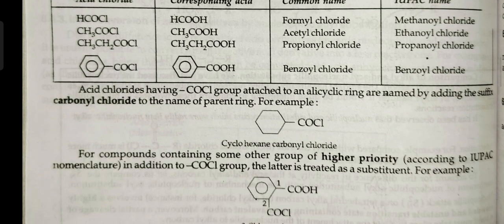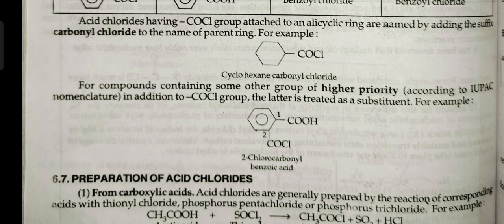Acid chlorides having the COCl group attached to an alicyclic ring are named by adding the suffix carbonyl chloride to the name of the parent ring. For example, cyclohexane carbonyl chloride. For compounds containing some other group of higher priority according to IUPAC nomenclature in addition to the COCl group, the latter is treated as a substituent. For example, 2-chlorocarbonyl benzoic acid.